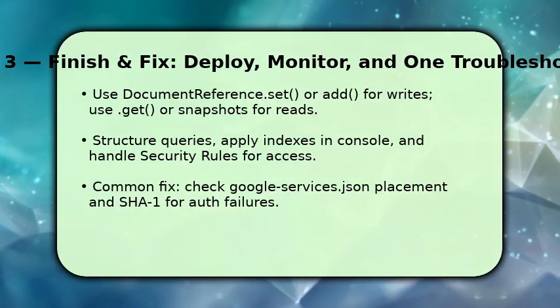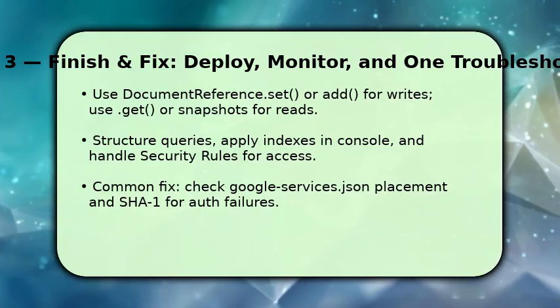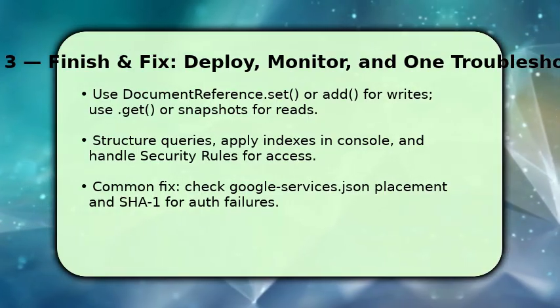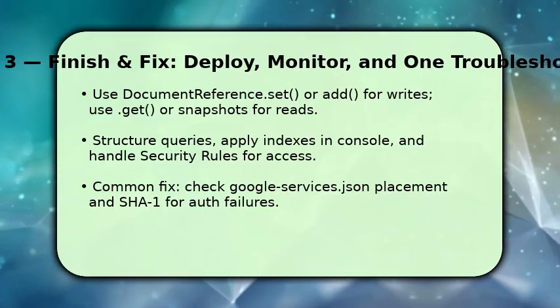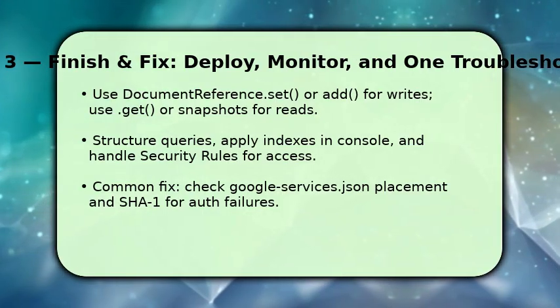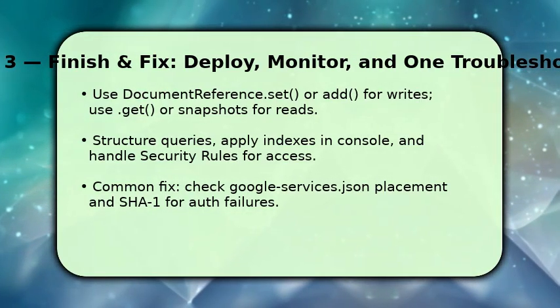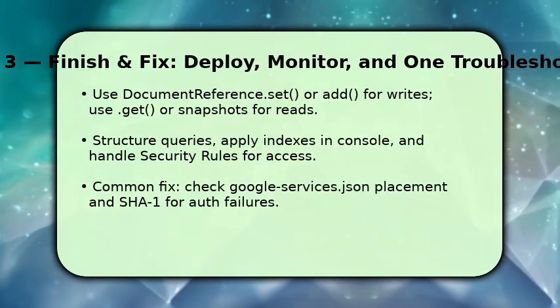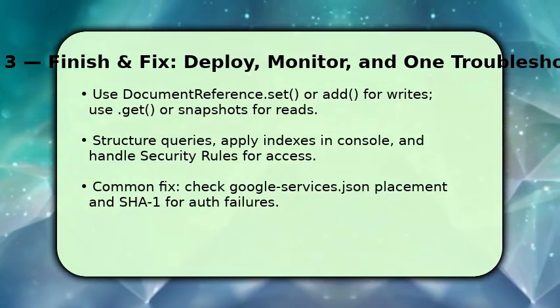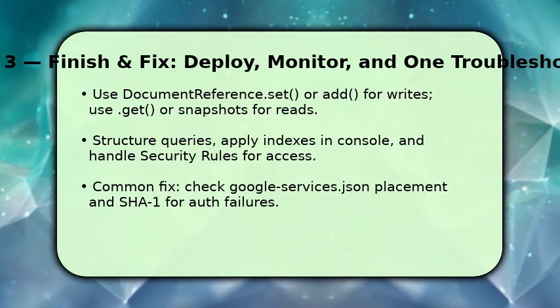Once your flows work, test security rules and create composite indexes in the console if queries fail. If something breaks, double-check google-services.json is in the app module root, confirm package name and SHA1, and inspect Logcat for Firebase exceptions. These steps resolve most connectivity issues quickly.